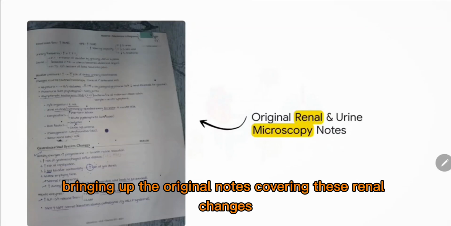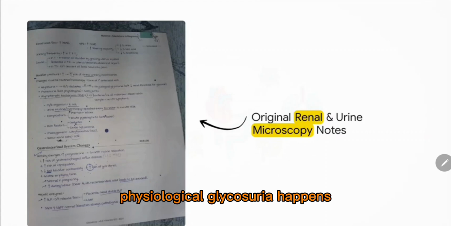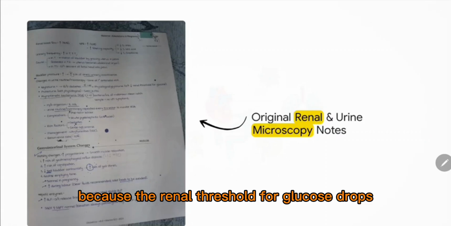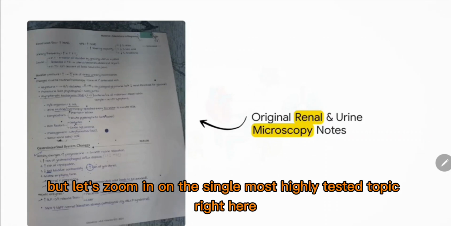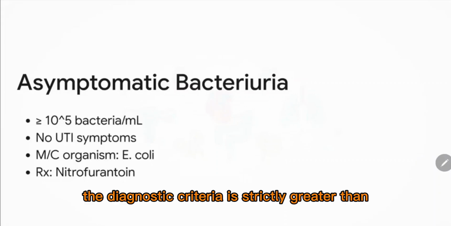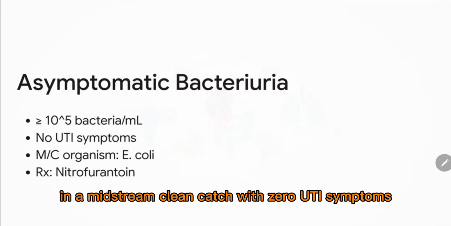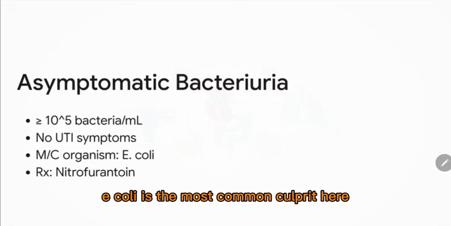Bringing up the original notes covering these renal changes and urine microscopy, you'll see physiological glycosuria happens because the renal threshold for glucose drops. But let's zoom in on the single most highly tested topic right here. Asymptomatic bacteriuria, or ASB. Guys, this is a 5-star topic. The diagnostic criteria is strictly greater than or equal to 10^5 bacteria per ml in a midstream clean catch with 0 UTI symptoms. E. coli is the most common culprit here.